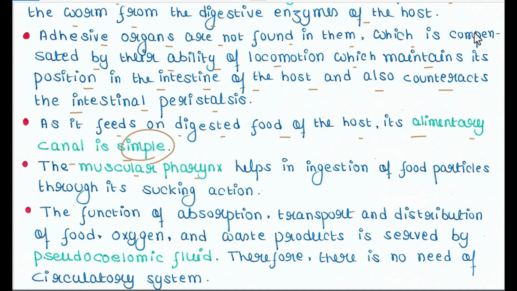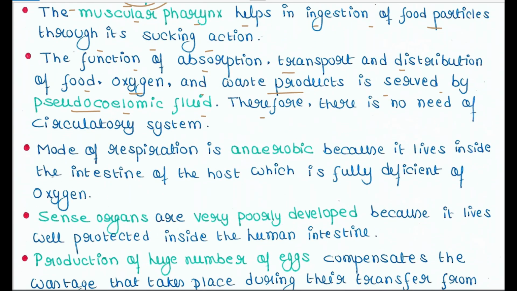The muscular pharynx helps in ingestion of food particles through its sucking action. So it has the muscular pharynx which helps it to ingest the food particles. It can suck easily. The function of absorption, transport and distribution of food, oxygen and waste products is served by pseudocoelomic fluid. Therefore, there is no need for a circulatory system. So basically they do not have any circulatory system. Actually, they don't require it.